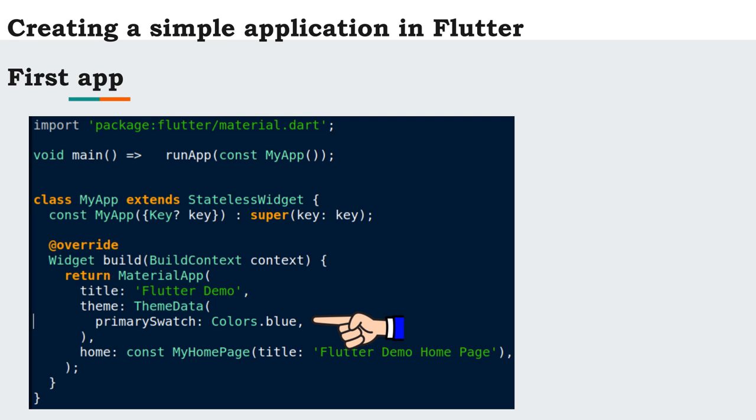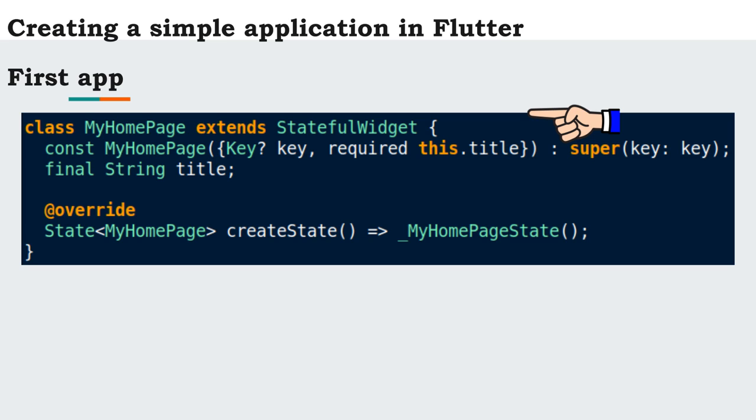Let's now examine the code for the class My Home Page. The class My Home Page is a subclass of stateful widget, meaning that it has a state object that contains fields that affect how it looks. This class is the configuration for the state. It holds the values, in this case the title, provided by the parent, and used by the build method of the state. Fields in a widget subclass are always marked as final.